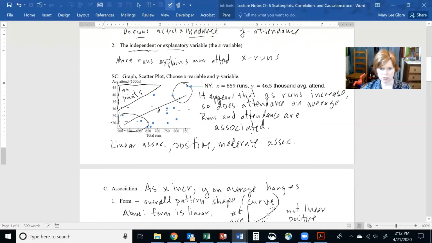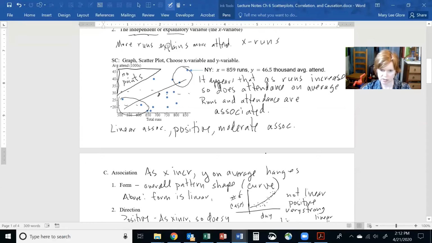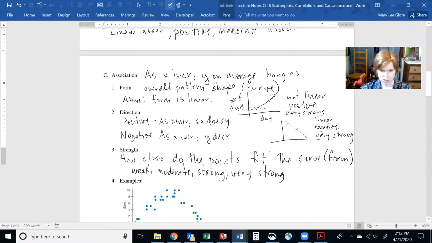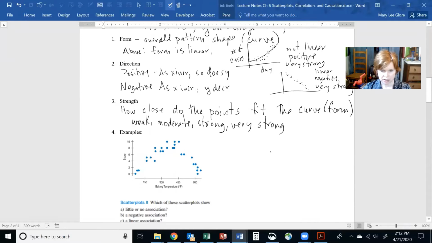When we say something's weak, it means I don't see an association. As x increases, weak kind of means that nothing is happening to y. I'll show you one of those later. So let's look at this one. We'll describe it.